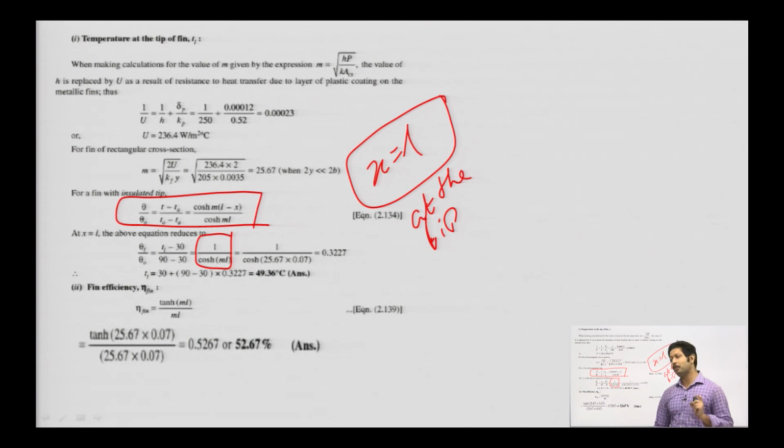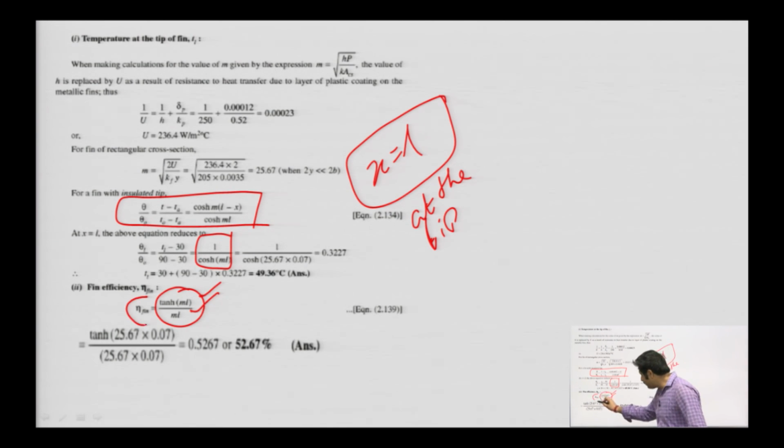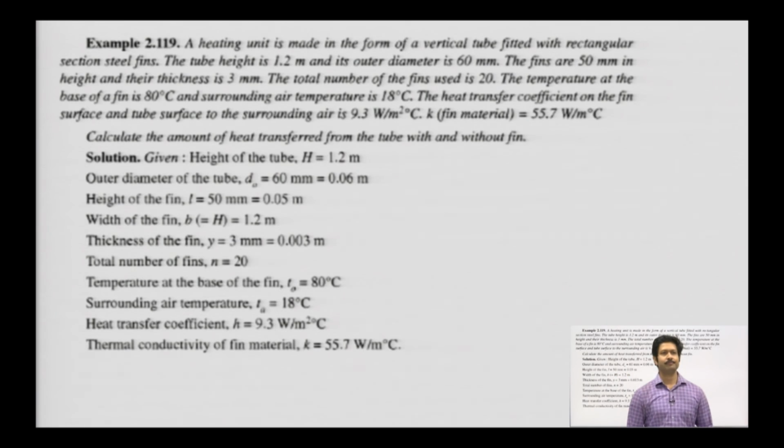Now I will be talking about the fin efficiency. This is a topic that I haven't touched in my previous slide or in this slide. So it will be tanh(mL) when we are talking about the insulated end. So it is tanh(mL) by mL. So that will be the efficiency of a fin. So it is 52.67%.